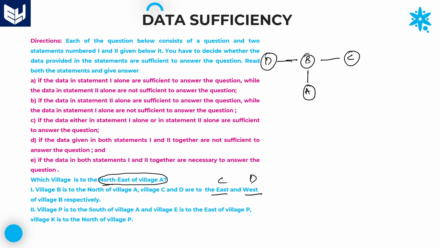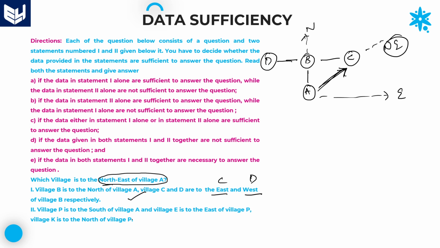Now the question is, which village is to the northeast of A? Northeast in the sense, upwards is the north direction and the right side is the east one. So, which village is in the northeast direction? Northeast direction means definitely this arrow mark should be there from village A. Then only it is possible to get the answer. Towards the northeast direction, we have village C. So, you are getting the answer by using statement 1 alone.